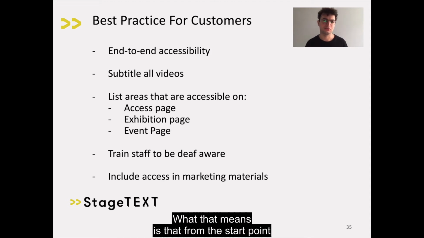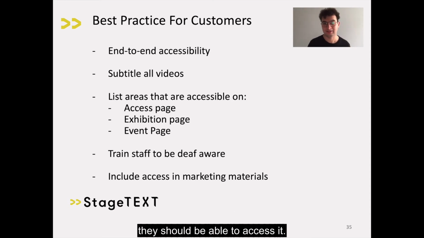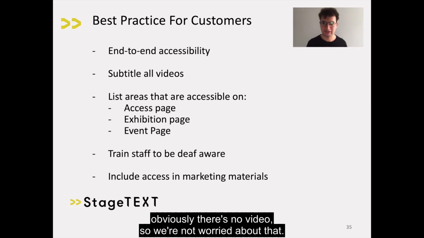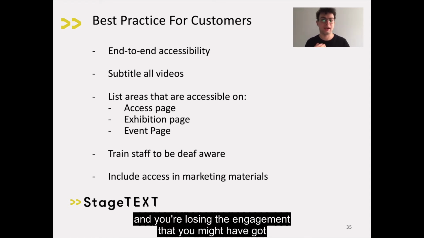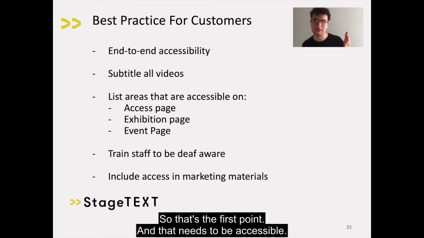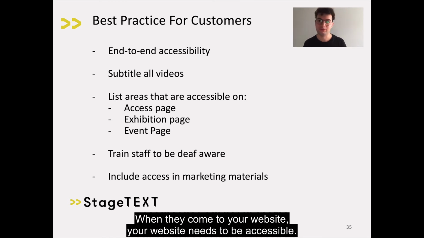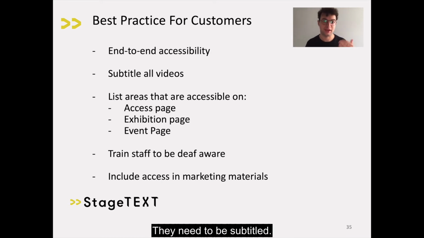What that means is that from the start point where they see an advert on TV or on the internet, they should be able to access it. If it's a poster on the side of a bus, obviously there's no video, so we're not worried about that. If it's a video that's on social media, then it should be subtitled so that it's accessible. Otherwise, it may just be a silent video and you're losing the engagement that you might have got from people being able to understand what the video is saying. So that's the first point. That needs to be accessible. When they come to your website, the website needs to be accessible. If there's any videos on the website, that needs to be accessible. They need to be subtitled.